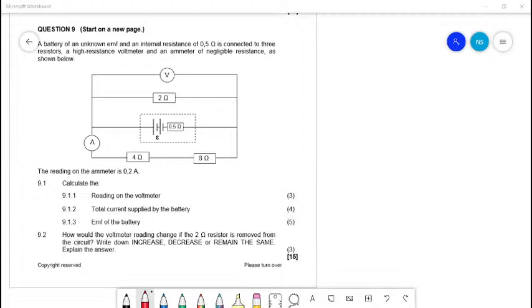Okay, welcome back. We'll continue, and I think this will be our concluding chapter, which is electric circuits, and we'll be looking at a question paper. It's a national supplementary paper from 2016, and we'll just look at question 9, which had 15 marks.